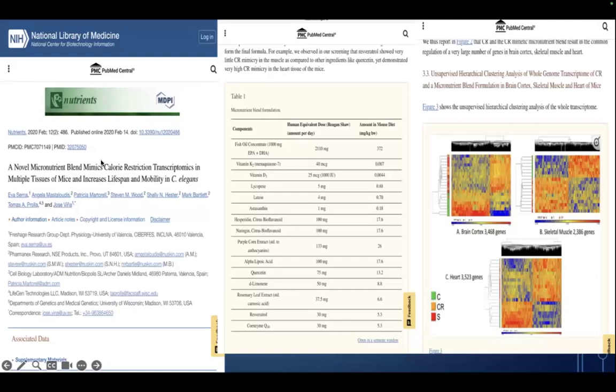and then extends lifespan and mobility of C. elegans. This is on mice and C. elegans. C. elegans is like worms. Preclinical is always done on animals first to make sure that it's safe, and then after that they go into clinicals for humans.